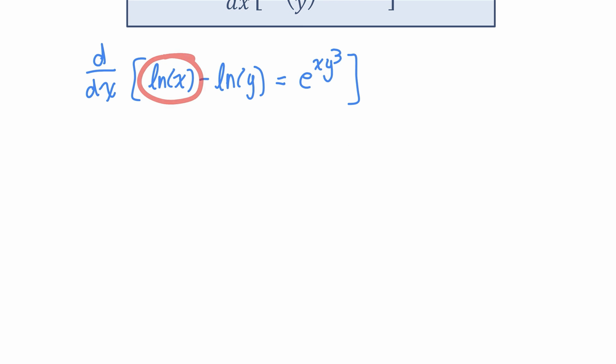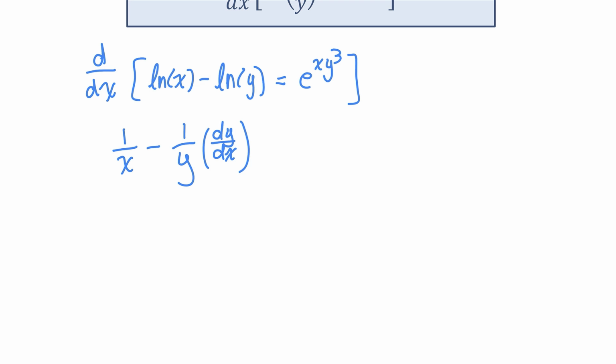The derivative of ln x is just 1 over x, minus the derivative of ln y with respect to y would be 1 over y. But I want to differentiate it with respect to x, so I have to multiply this by dy over dx. And that's equal to the derivative of a power of e. I keep that power of e, and then multiply by the derivative of the exponent, which I'll need product rule for. The derivative of x is 1. That needs to be multiplied by y cubed. Plus the derivative of y cubed is 3y squared dy over dx times x.